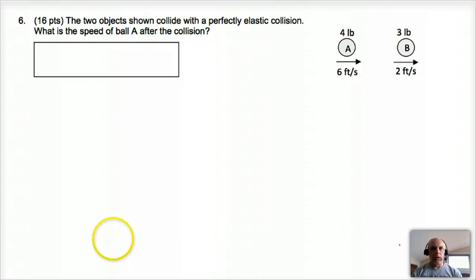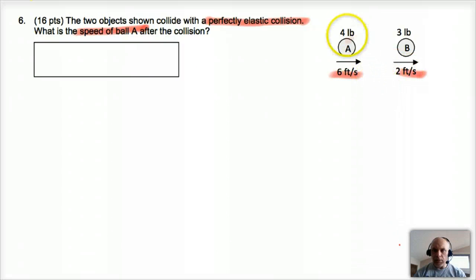Problem 6 here has two objects colliding, perfectly elastic. So let's make sure we highlight what we're given here. We'll do it this way this time. Perfectly elastic collision, so that's important. We want to determine the speed of the ball A after the collision. We're given some initial velocities both to the right and initial weights.